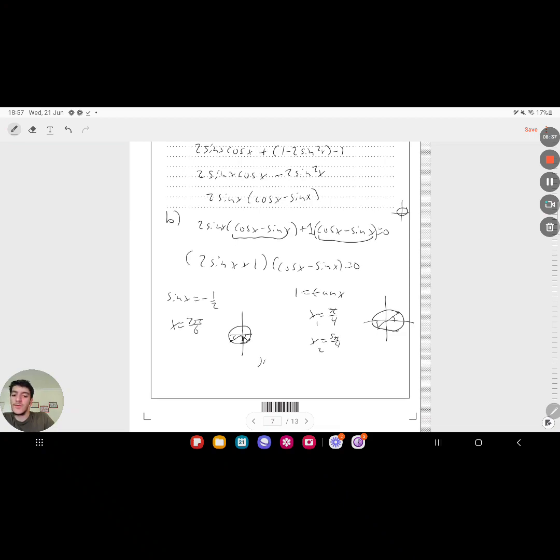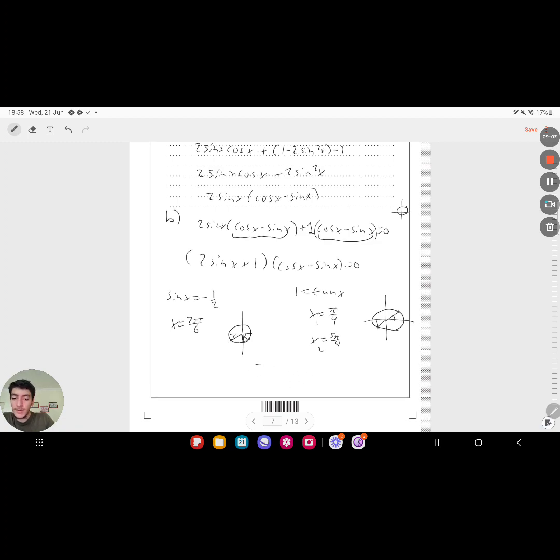I just remember, if you ever want to add pi to a number like pi over 3, the top is just going to be 3 plus 1, 4 pi over 3. Just remember that. It's like pi over n plus pi equals n plus 1 pi over n. Is that right? Sorry, yeah, that's the general formula. There you go. 7 pi over 6. Then we have this one.